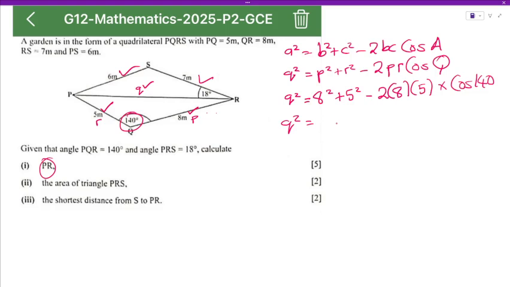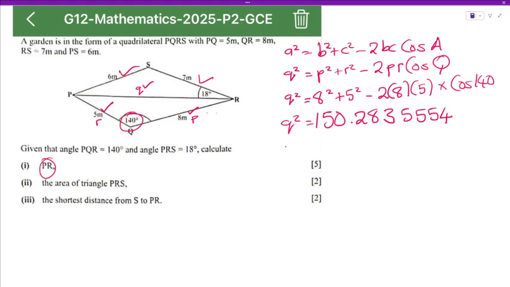We confirm whether what we punched is correct. So that is 8 squared plus 5 squared minus 2 times 8 times 5 times cos 140. Press equals. What are we getting? We're getting 150.2835554. We round, then we need to get rid of this power.